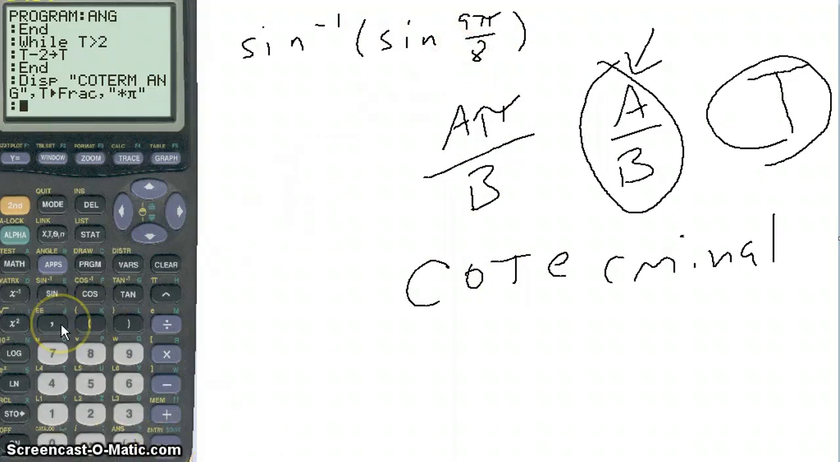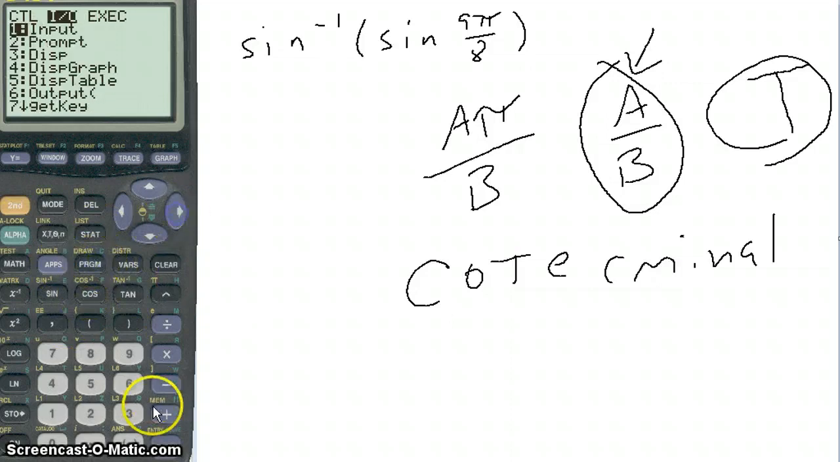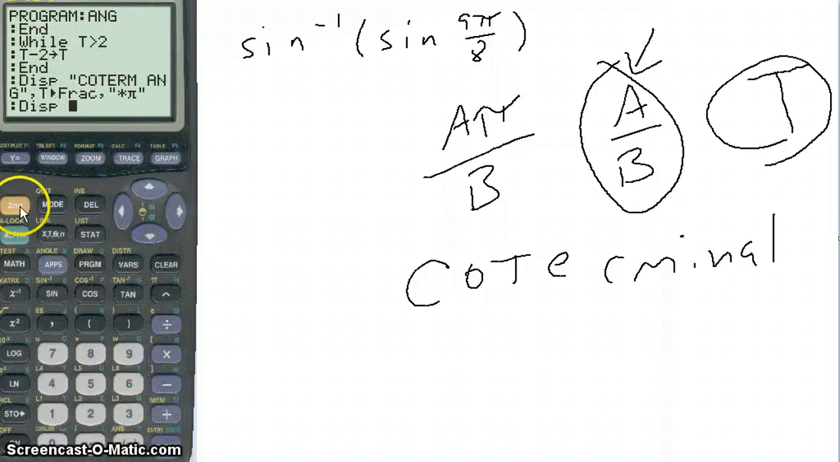And then here's how we're going to display what quadrant it's in. So you'll go to Program, I/O, Display, and then you're going to do the same thing. Second alpha lock and type quadrant.